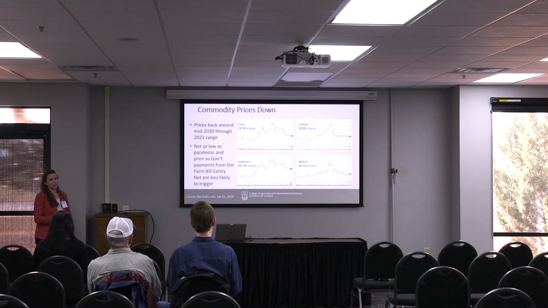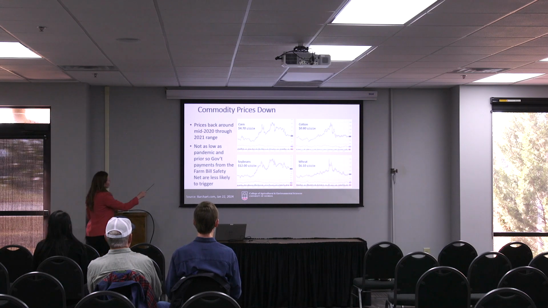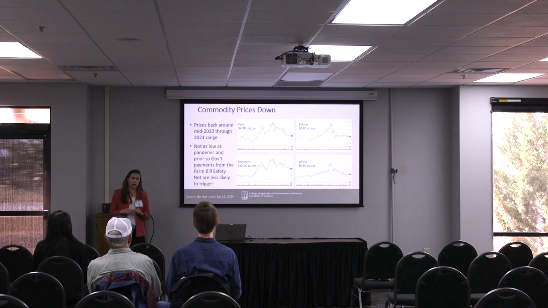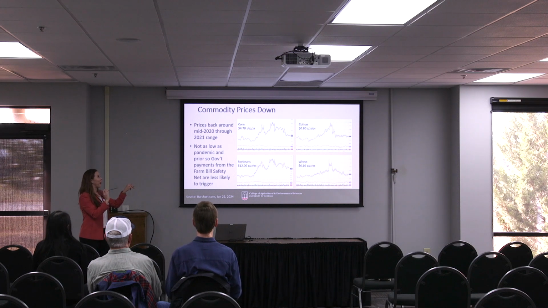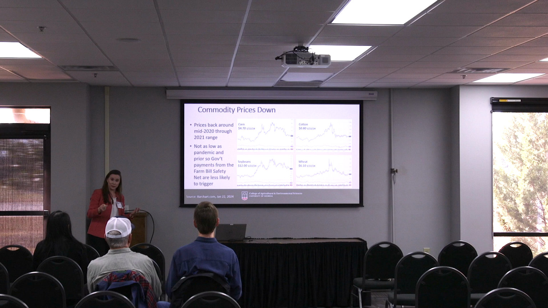Furthermore, commodity prices are down. This chart is from last Monday, so it's a little bit dated, but the story that it tells is the same story. Corn, cotton, soybean, wheat prices, they're all lower than they were from 2022. And the other thing that it tells us is that they're not as low as they were prior to the pandemic and when the last farm bill was written.